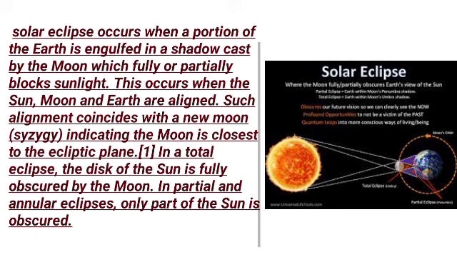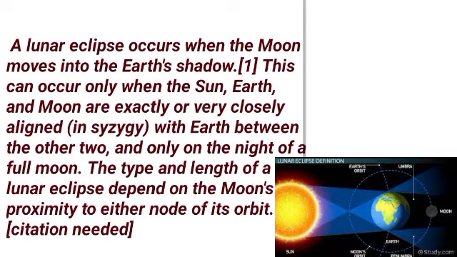What is lunar eclipse? A lunar eclipse occurs when the moon moves into the Earth's shadow. This can occur only when the sun, earth and the moon are exactly or very closely aligned in syzygy with earth between the other two, and only on the night of a full moon.